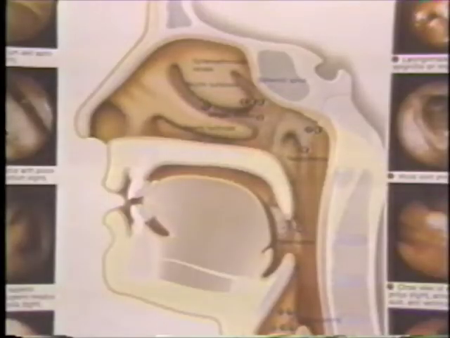This sagittal section shows the relationship of the inferior turbinate, middle turbinate, and the superior turbinate in the nasal fossa. The sphenoid sinus is readily identified.